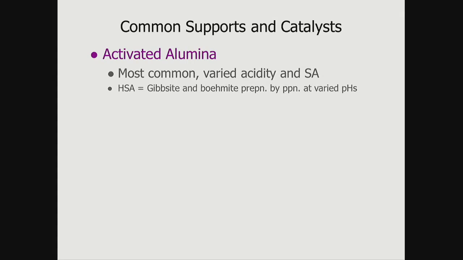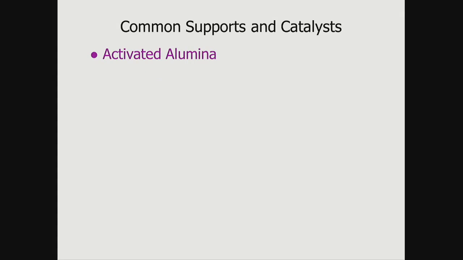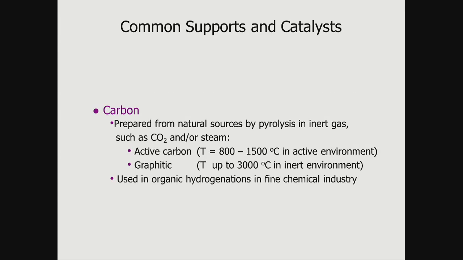All right, so activated alumina, most common, varied acidity. Good, it fades out. Hopefully now it brings up the one in the middle, which is carbon. So activated carbon, prepared from natural sources. There are different types of carbon. Carbon is microporous and mesoporous.